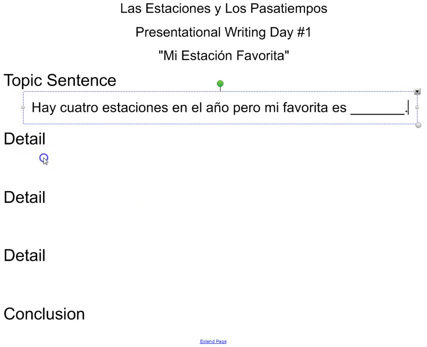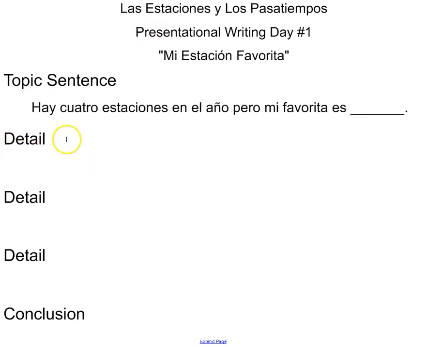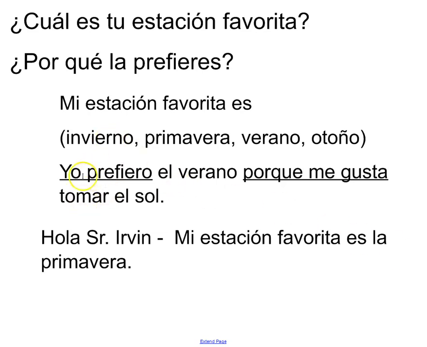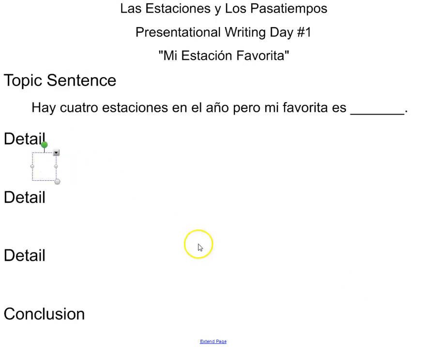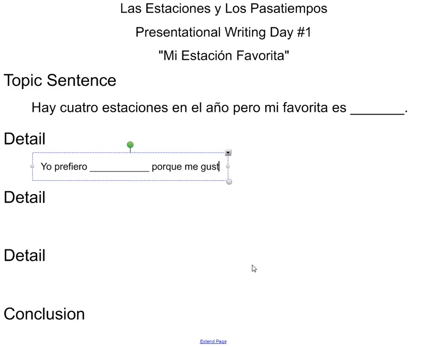So the second sentence is going to be your first detail. So how do you do that? Well, you should have already done a Flipgrid that included a great sentence. And here it actually is. I prefer the season because I like, and then there's an activity. That is a fantastic way to write your first detail here. So I'm going to say, yo prefiero, I prefer, and then put your season right here. Porque, because, I like, me gusta, and then I'm going to put an activity right here.